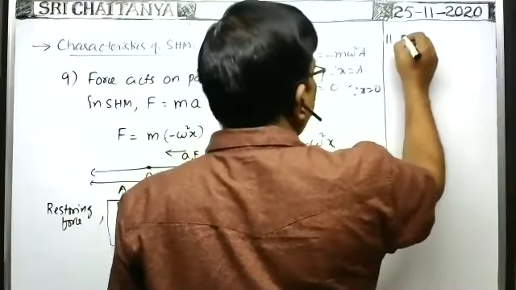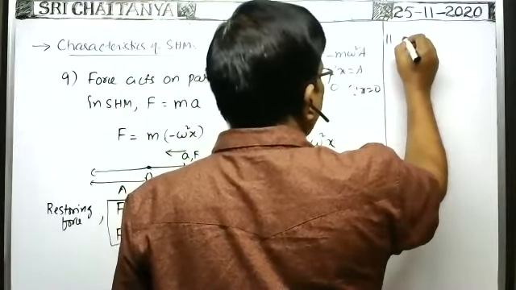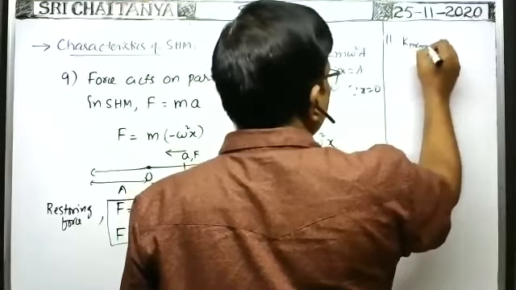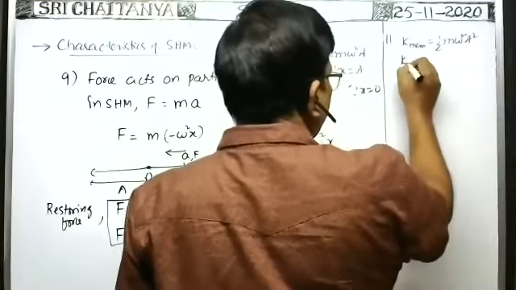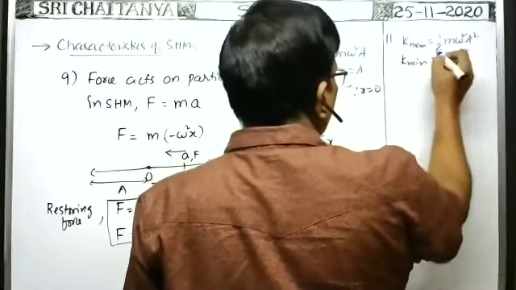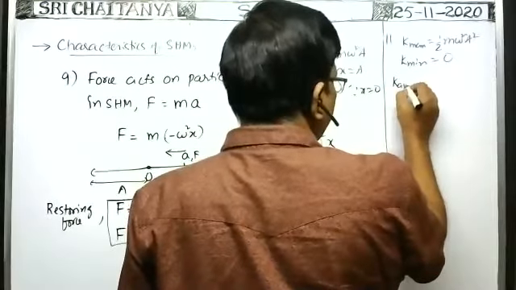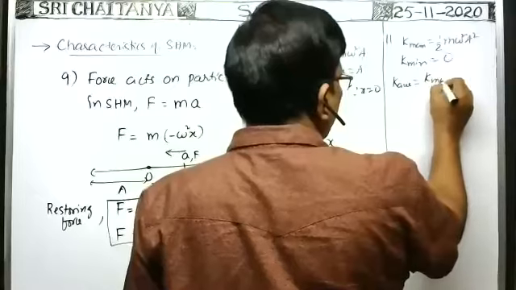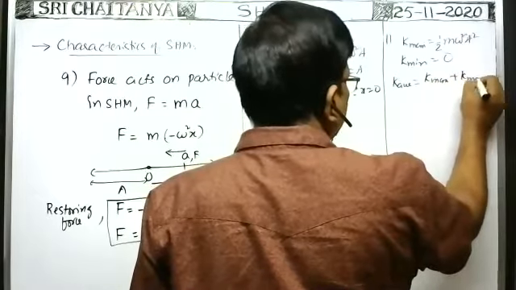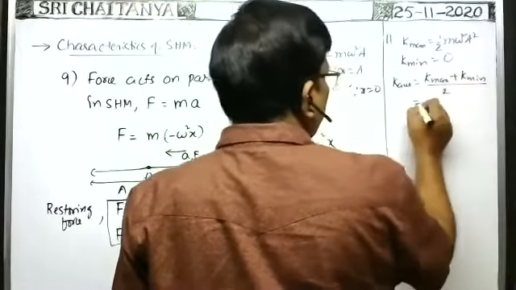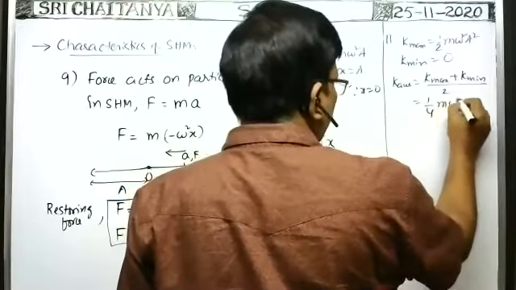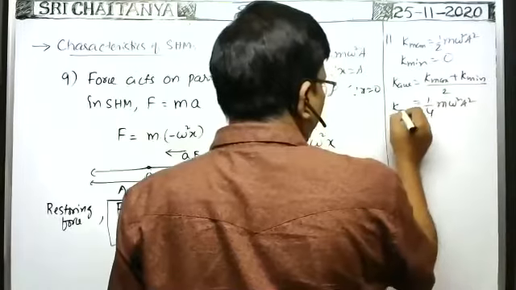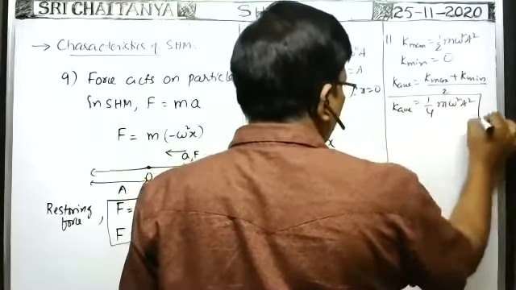What is the formula for kinetic energy of the particle? Maximum kinetic energy of the particle in SHM is equal to half m omega square a square. Minimum kinetic energy is 0. Then what is the average kinetic energy of the particle? It means maximum kinetic energy plus minimum kinetic energy by 2. That means this plus this by 2, you'll get 1 by 4 m omega square a square. It is the average kinetic energy of the particle.